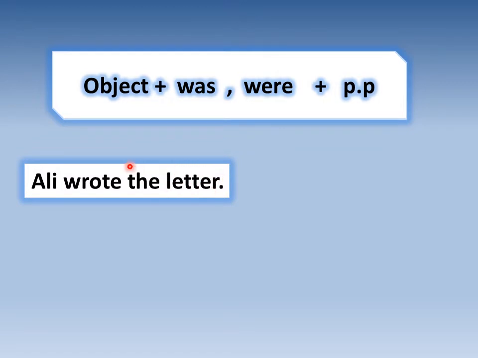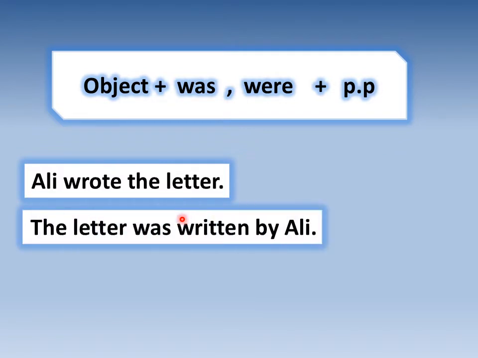Now I want to change this sentence from active to passive. The letter was written by Ali. When I want to change a sentence from active to passive, I should first of all put the object at the beginning of the sentence. Then I should change the form of the verb into was written, like this: was or were plus past participle. I used was because the object is singular and the past participle of the verb write is written.